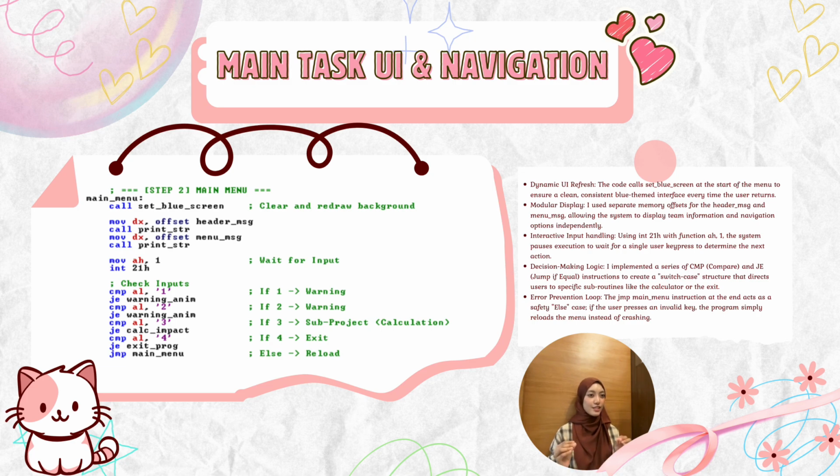Decision-making logic is a series of CMP, compare, and JE, jump if equal, instructions that function as a switch-case structure to direct program flow. Inputs 1 and 2 route the user to the warning animation subroutine. Input 3 directs the system to the calculate impact subroutine. Input 4 executes the exit sequence. This structure ensures that each user choice is mapped to a specific, isolated memory address for execution.